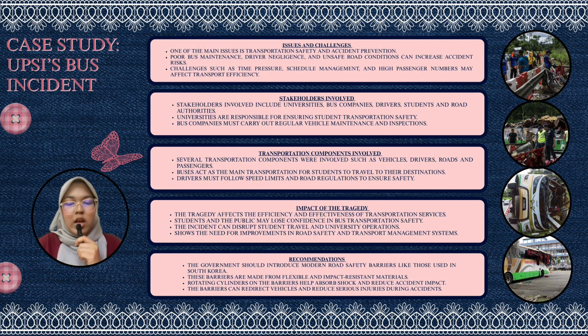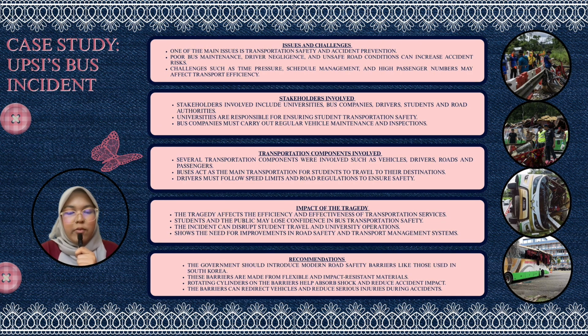Besides that, changes such as temperature and overcrowded buses may also affect transportation effectiveness. This tragedy also affects the efficiency and effectiveness of transportation because students may lose confidence in using buses and university operations can be disrupted. As a recommendation, the government can introduce modern road safety barriers like those in South Korea.